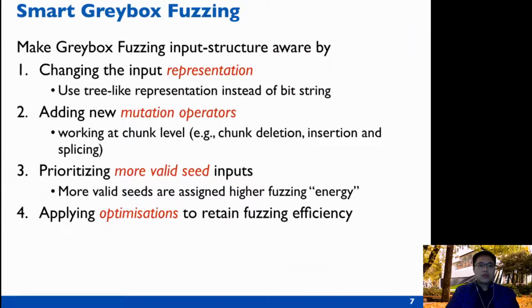To tackle this problem, we propose an approach to make gray-box fuzzing input structure aware by doing four things. First, we change the representation of the input from the bit string to a tree-based representation. Second, we add new mutation operators to the fuzzer by making it work at the chunk level. Third, we prioritize the valid seed input over the invalid seed input. And finally, we also apply several optimizations to retain the fuzzing efficiency.